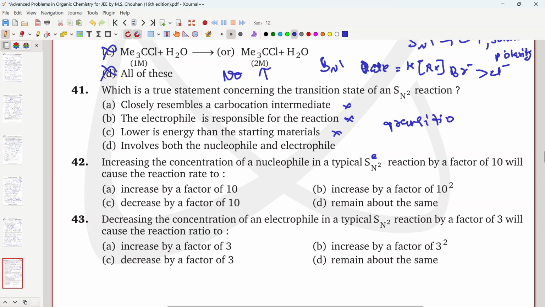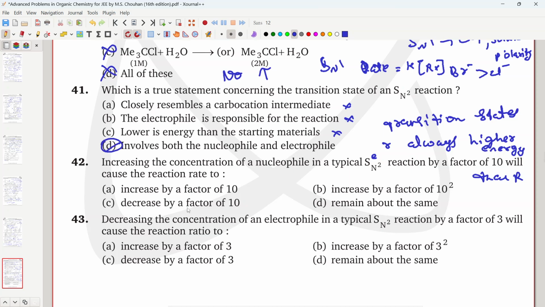Transition states are always higher in energy than reactants, so also false. Involves both nucleophile and electrophile. True.